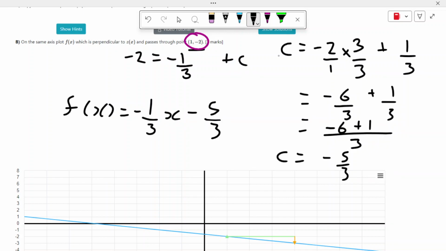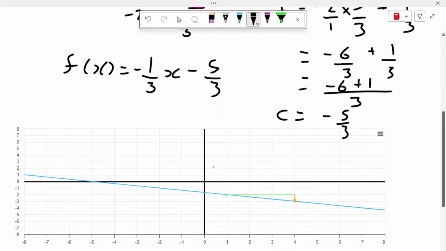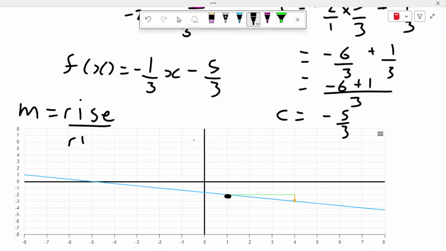Lots of fractions. So now we need to plot this thing. And this was our original point here, that point 1 and minus 2. But to plot it, what we need to do is use this gradient m. m is equal to rise over run. Now, the interesting thing is that our m is a fraction. Our m is minus 1 divided by 3.